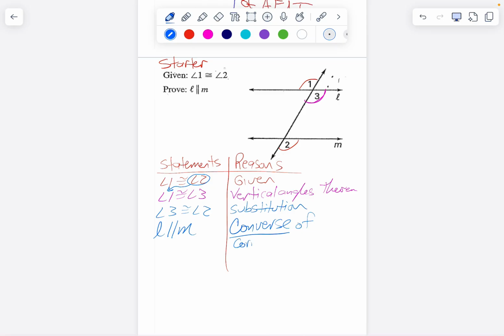So converse of corresponding angles theorem. So abbreviating a little bit there. Again, if all you just say is corresponding angles, you're using the theorem the wrong direction for this application. So we have to say converse. Converse is the one that says if those angles are congruent, then the lines must be parallel. Questions on that?